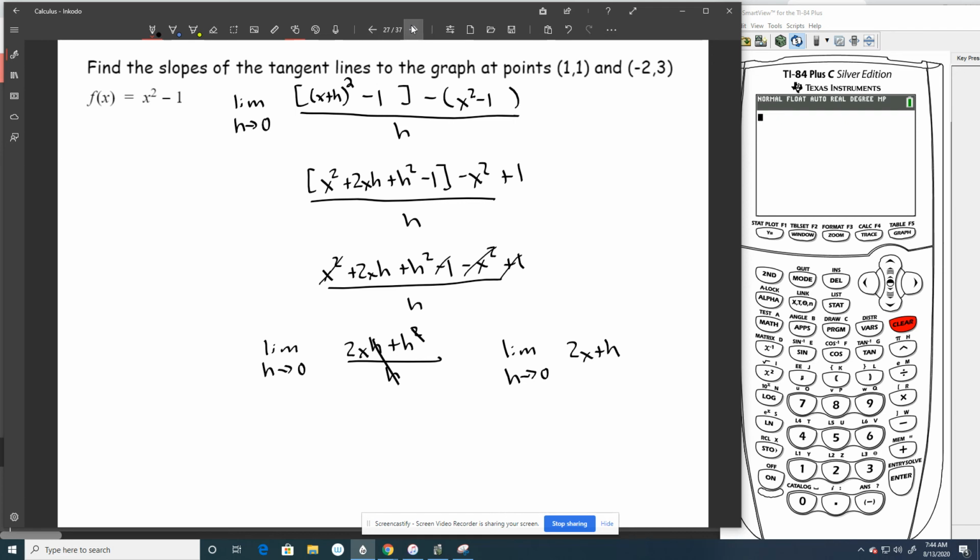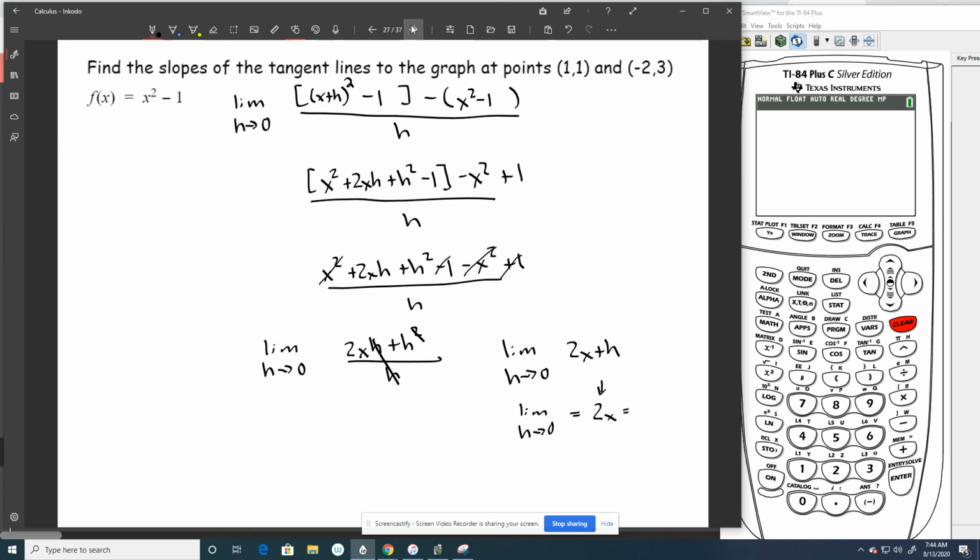But notice this time, I'm not just left with a number. I still have an h and an x in here. I actually have an equation. So as h goes to 0, as h becomes 0, that becomes 0, and I'm just left with 2x. So my limit becomes 2x. It becomes an equation. And that equation is our derivative.